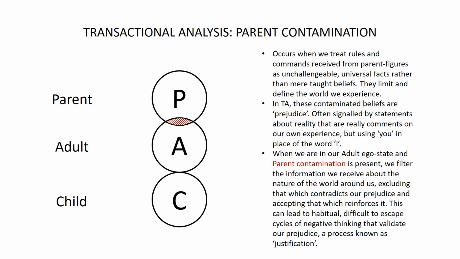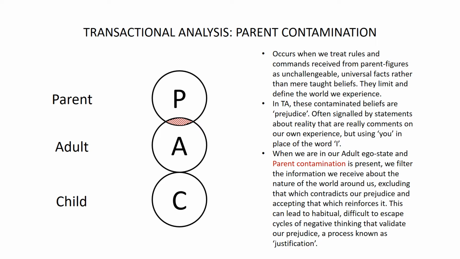Parent contamination occurs when we treat the rules and commands learned from parent figures not as the mere taught beliefs they are, but as universal facts that cannot be challenged. In effect, they limit and define our view of the world we experience. In transactional analysis, these contaminated beliefs are called prejudice, and the thinking behind them, justification. We get into the habit of thinking in certain ways to justify our prejudices.